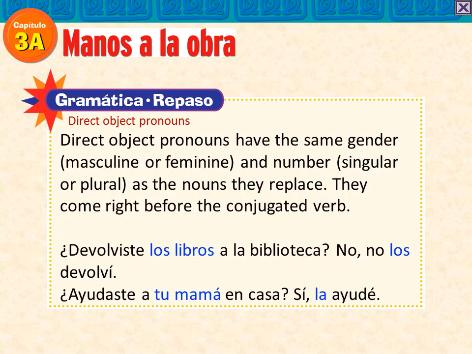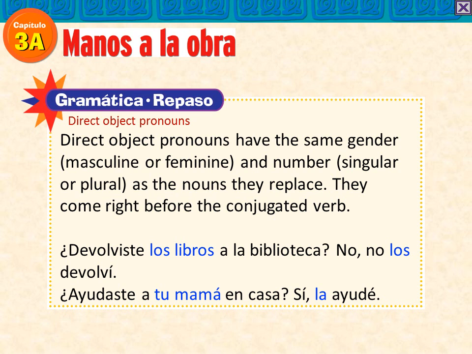Direct object pronouns have the same gender, as you just saw, and number as the nouns they replace. So they come right before the conjugated verb, kind of like our reflexive pronouns did. So, ¿devolviste los libros a la biblioteca? Did you return the books to the biblioteca? No, no los devolví. I did not return them. So it agrees with los libros because it's masculine and plural. And this time we put it right in front of the verb instead of coming after.